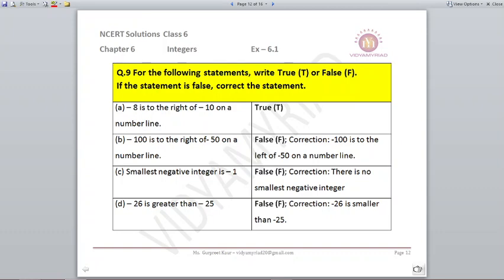Minus 26 is greater than minus 25. Now, if you look at the negative side, first minus 25 will come, then minus 26 will come, then minus 27. So, as I said earlier, as you move away from 0 towards the left hand side, numbers start becoming smaller and smaller. So first is minus 25, then comes minus 26. So what does it mean? Minus 26 is smaller than minus 25.